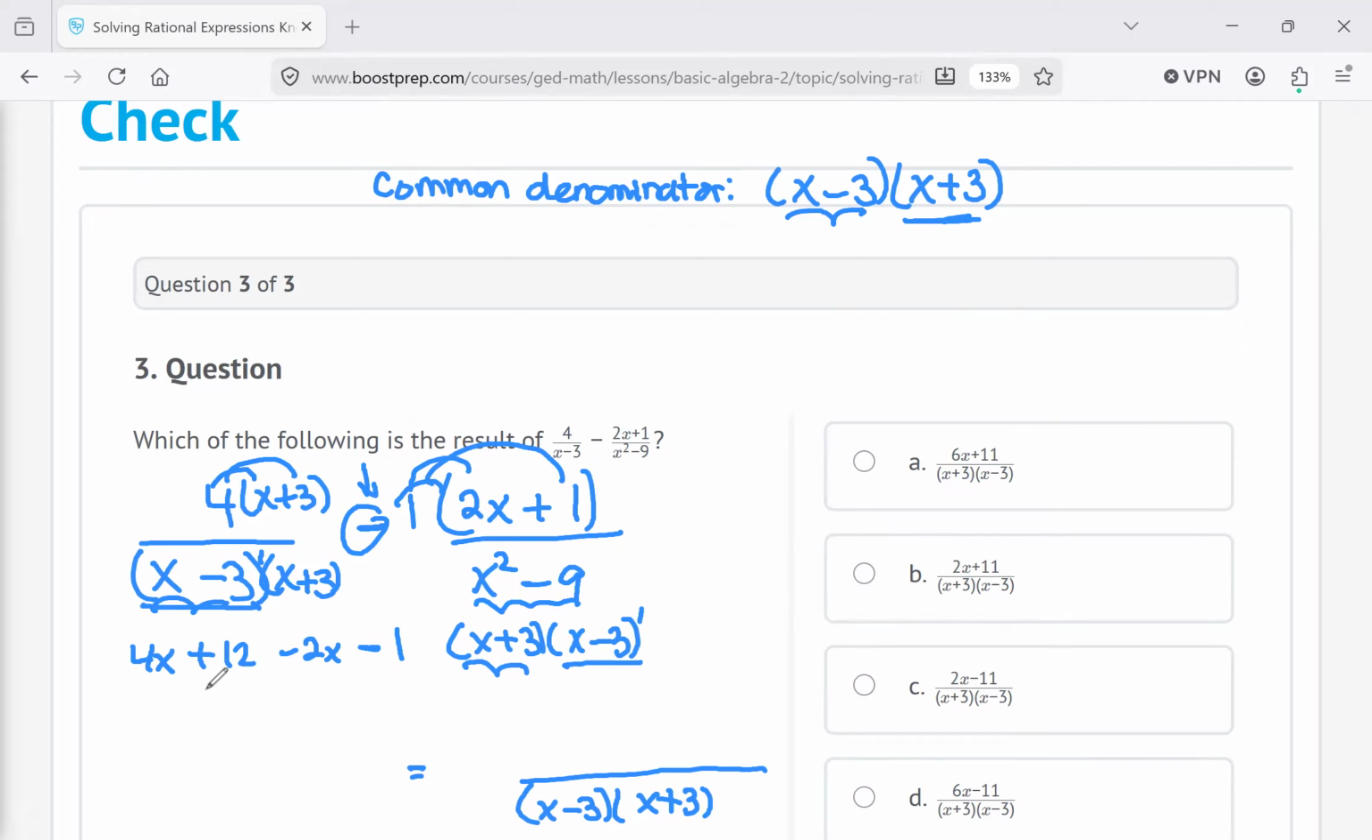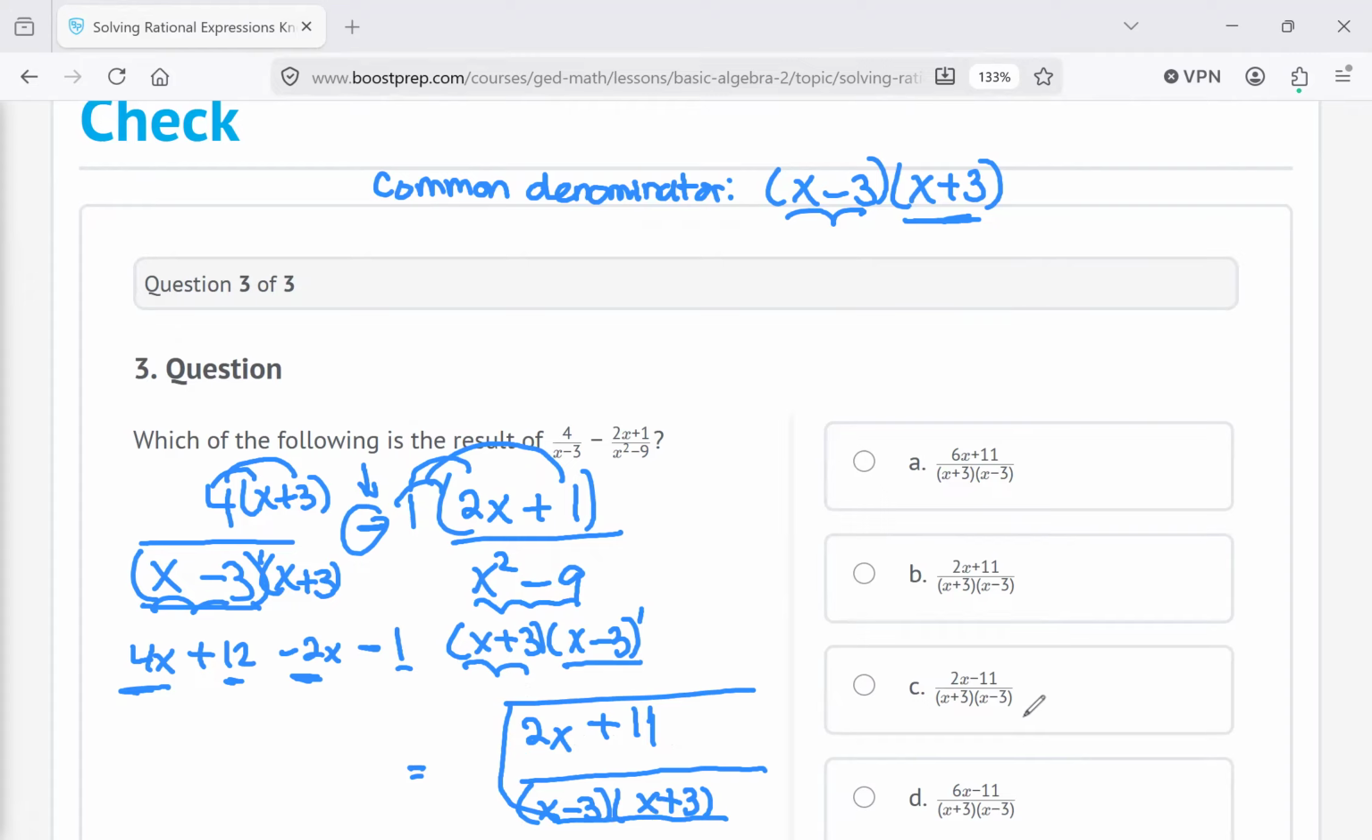Okay. And then it's all about collecting like terms and canceling. So what can you collect? A 4x and -2x, which is positive 2x. And then a 12 and a -1, which is positive 11. Okay, do you see anything that's the same top and bottom? No, nothing cancels, so it is what it is.